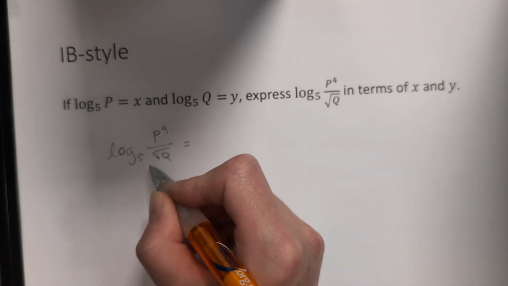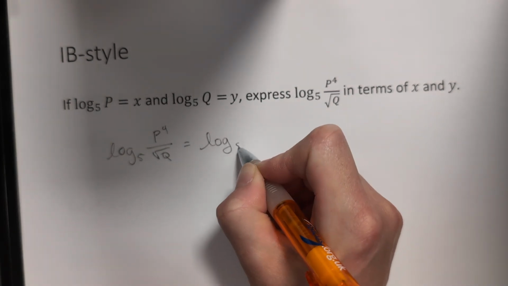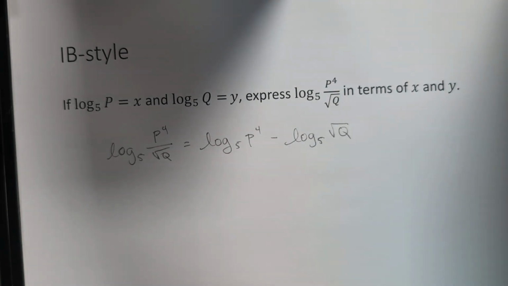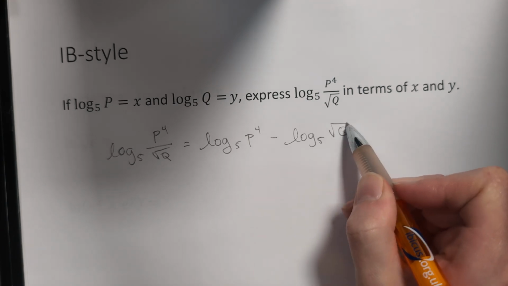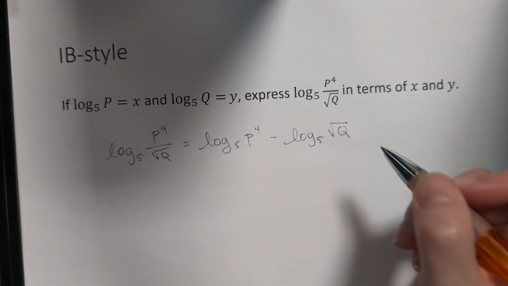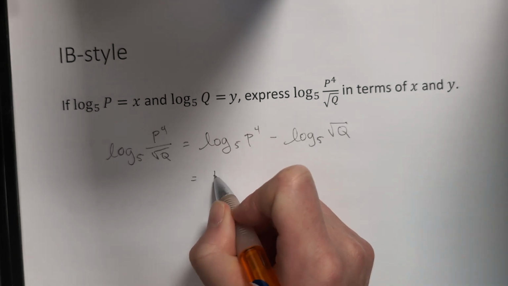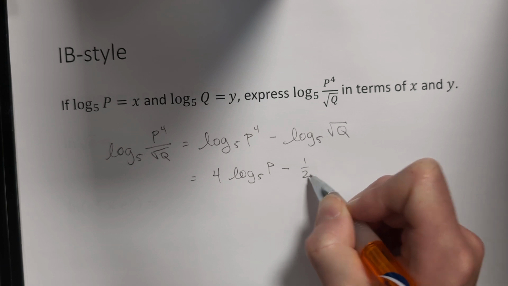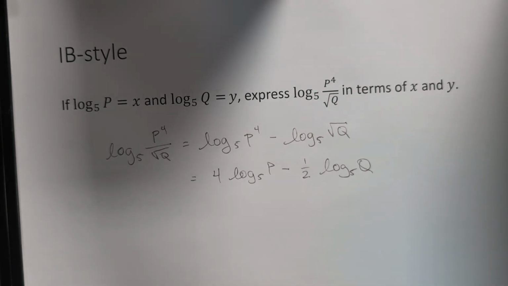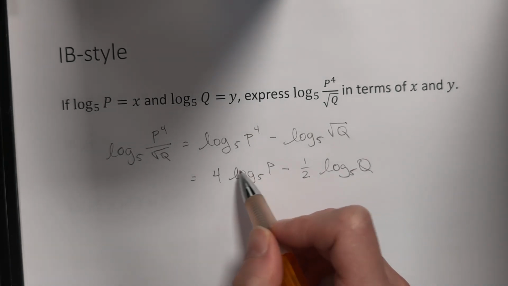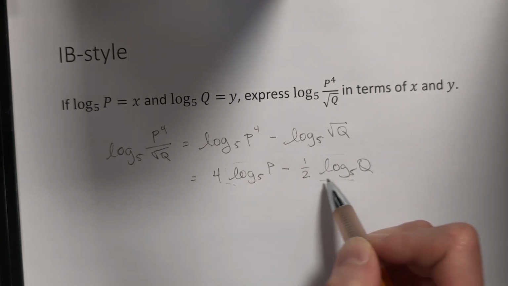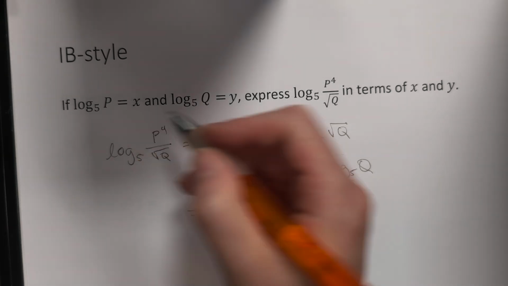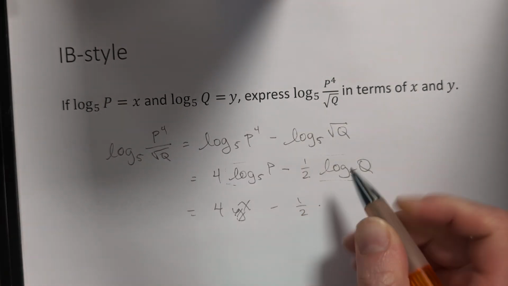So first I'm going to undo this fraction here. And that's division, so I can say, well, that's log base 5 of p to the 4th, and then minus log base 5 of the square root of q. And it will now be important to remember that the square root is q to the half, using, again, the same laws we've had before. So that's 4 log base 5 of p, and a half log base 5 of q. And now these are broken down enough where I can call this x, and this y. So that's 4x minus 1/2 y.